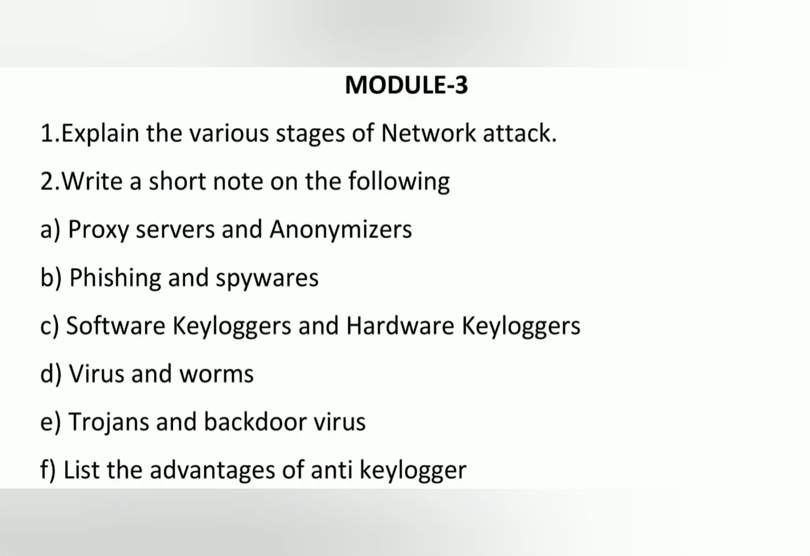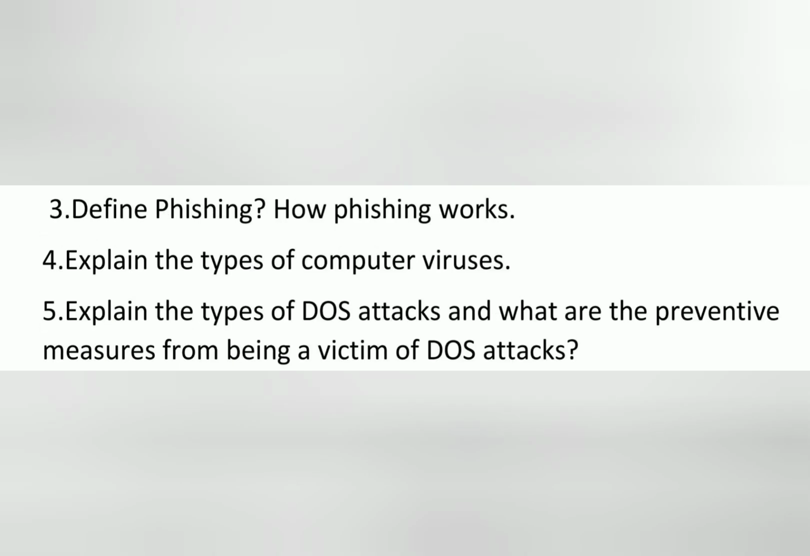Next I go with the third module. In this the first question is explain the various stages of network attack. The second question is write a short note on the following: proxy servers and anonymizers, phishing and spywares, software keyloggers and hardware keyloggers, virus and worms, trojans and backdoor virus, and list the advantages of anti-keylogger. The third question is define phishing, how phishing works. The fourth question is explain the types of computer viruses.